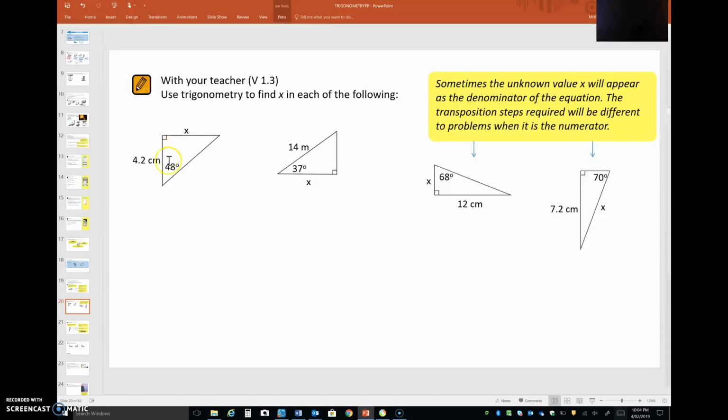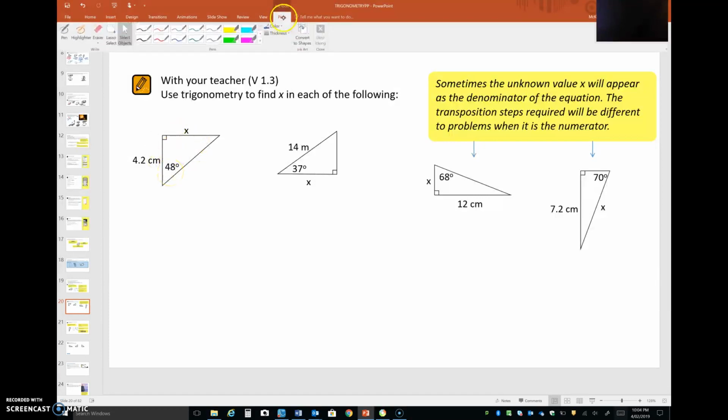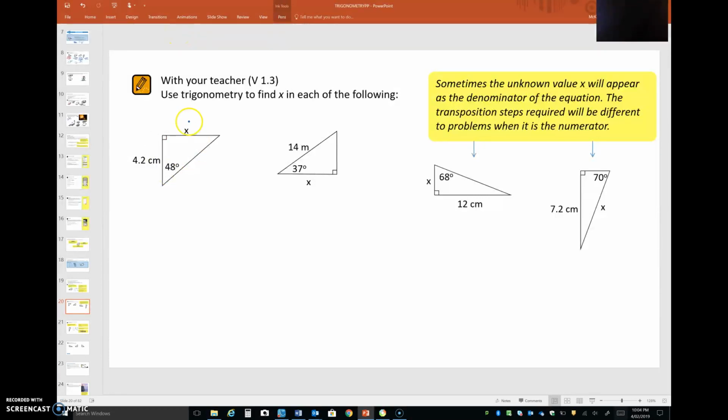So, first one on the left here, I'm going to name the two sides that are involved, and we want to find the opposite side, and we're given the adjacent side. So given our SOHCAHTOA, the two sides involved are O and A, so we're going to use T for tangent.